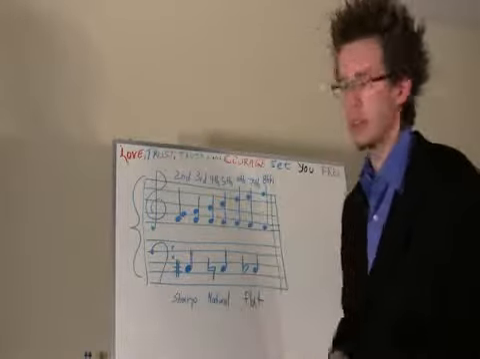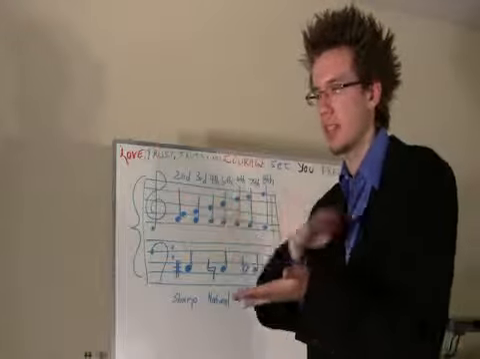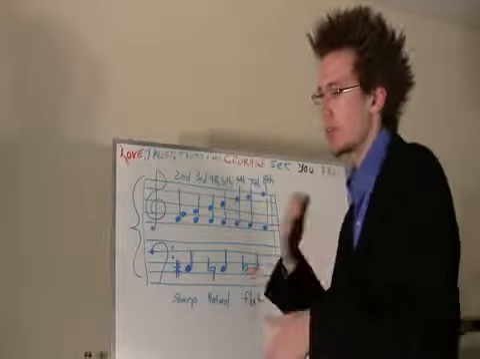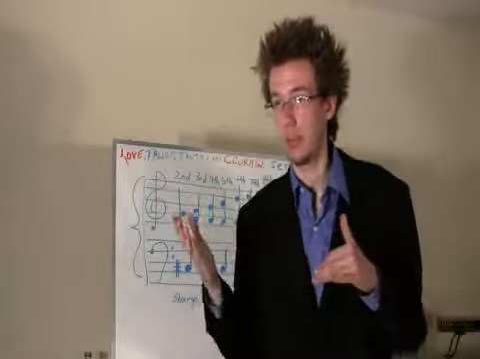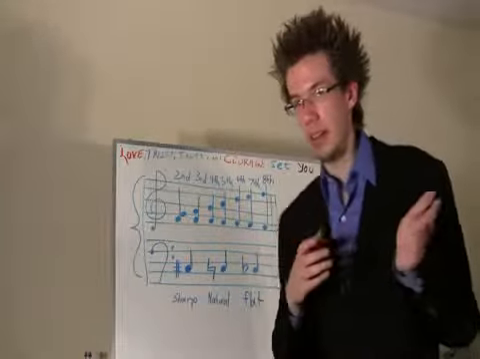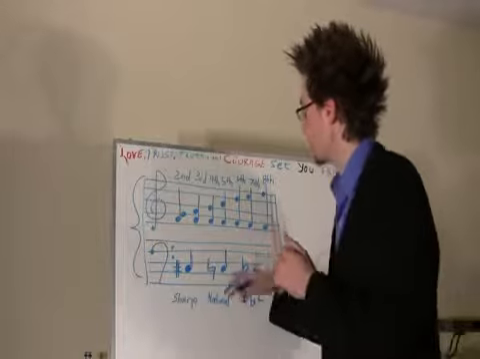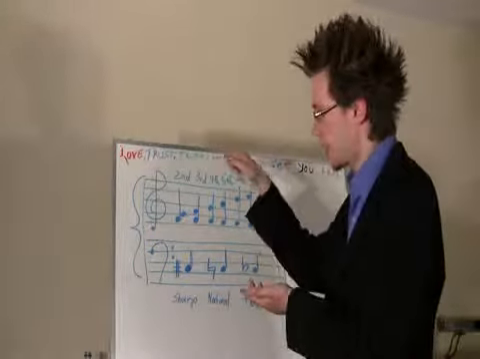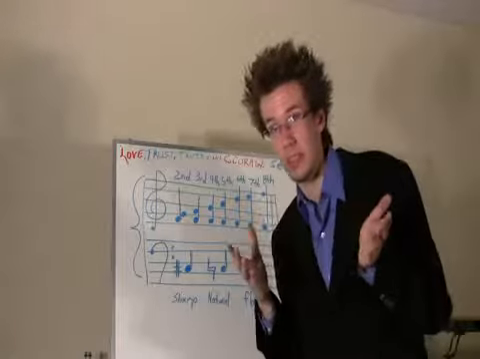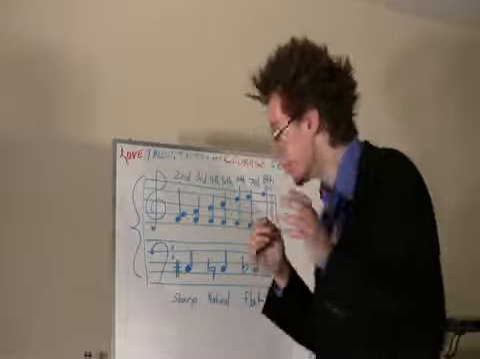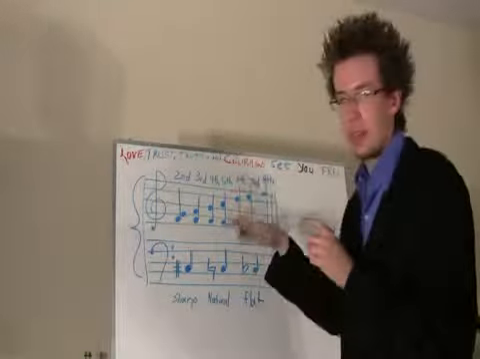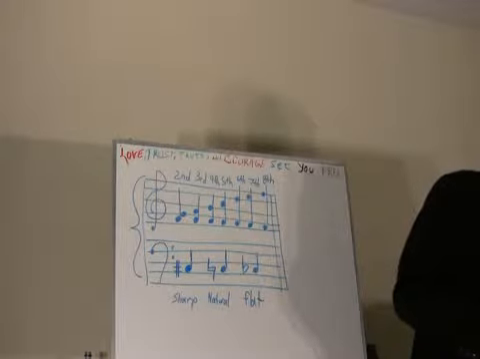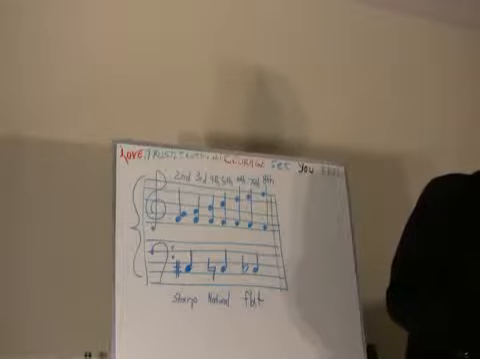Like to do a third, you just go from one space to another space. The very next one, up or down, that's always going to be a third. Whether it'll be a major third or a minor third is a different question. But we're not going to get into that right now. But going from a space to a space, or going from a line to the next line up or the next line down, is always going to be a third. Okay? Always.